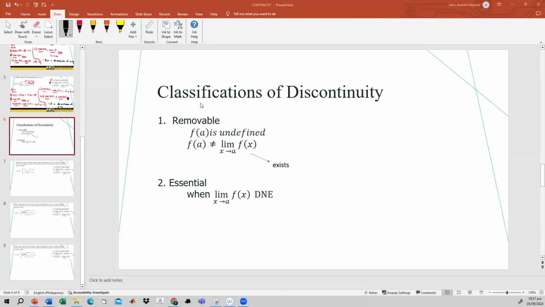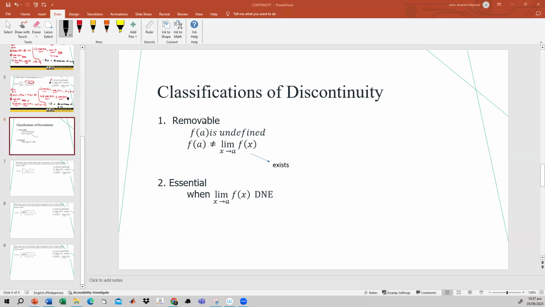Okay, so let's proceed to this topic. For part 2, we'll start with the classifications of discontinuity. For the classifications of discontinuity, we have actually two. We have the removable discontinuity and we also have the essential discontinuity. So what is the difference between the two discontinuities that I have discussed?